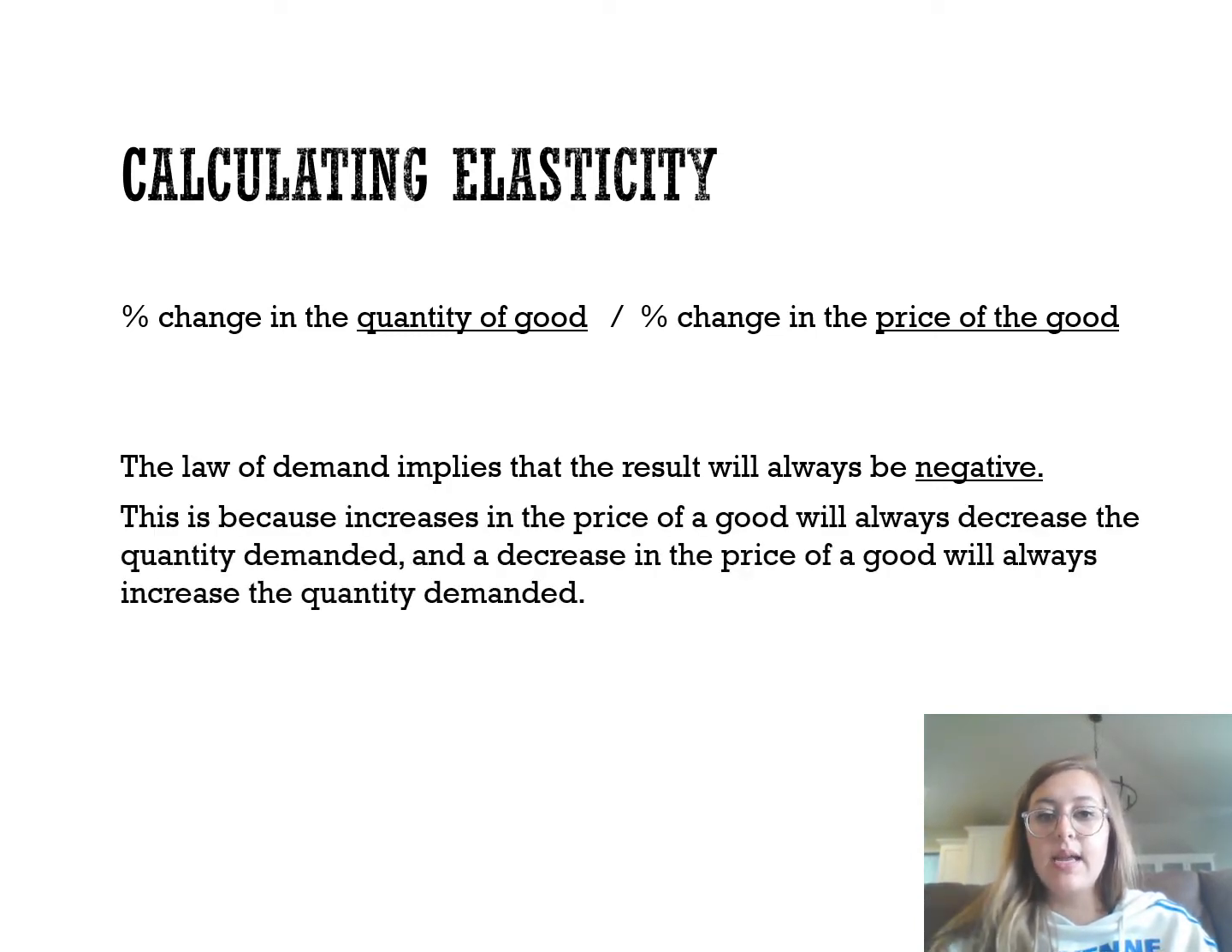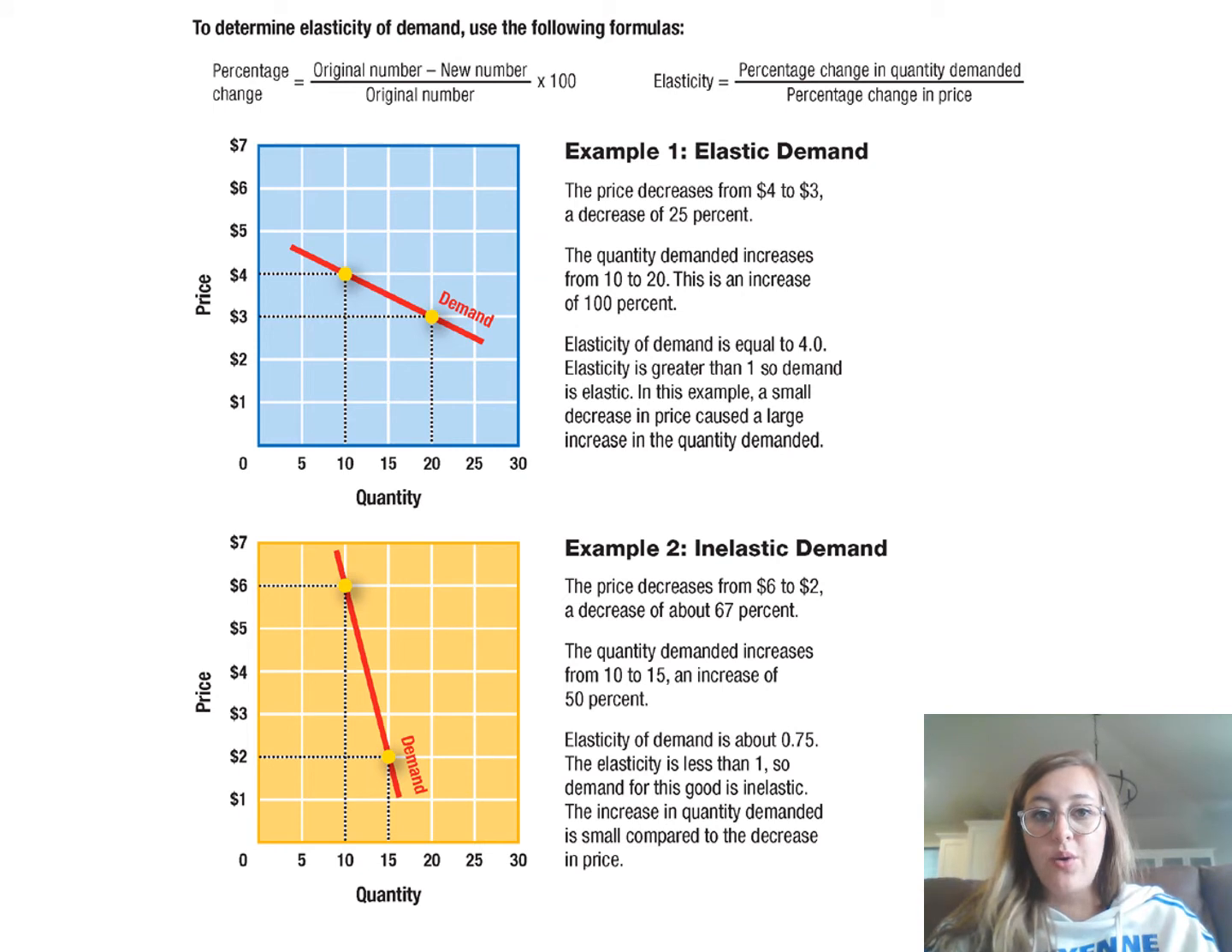This is because an increase in the price of the good will always decrease the quantity demanded, and a decrease in the price of a good will always increase the quantity demanded. So I have a couple examples here. You can try them out for yourself, but I'll just walk you through example one.